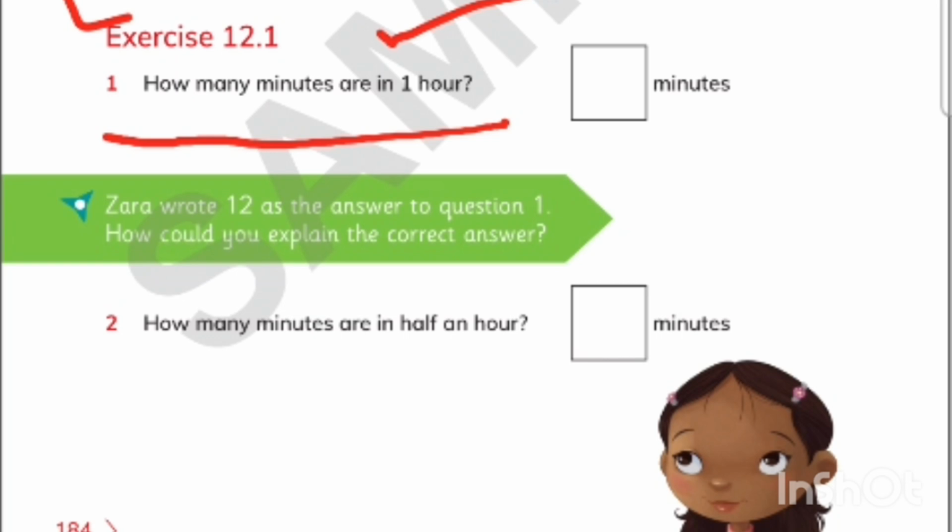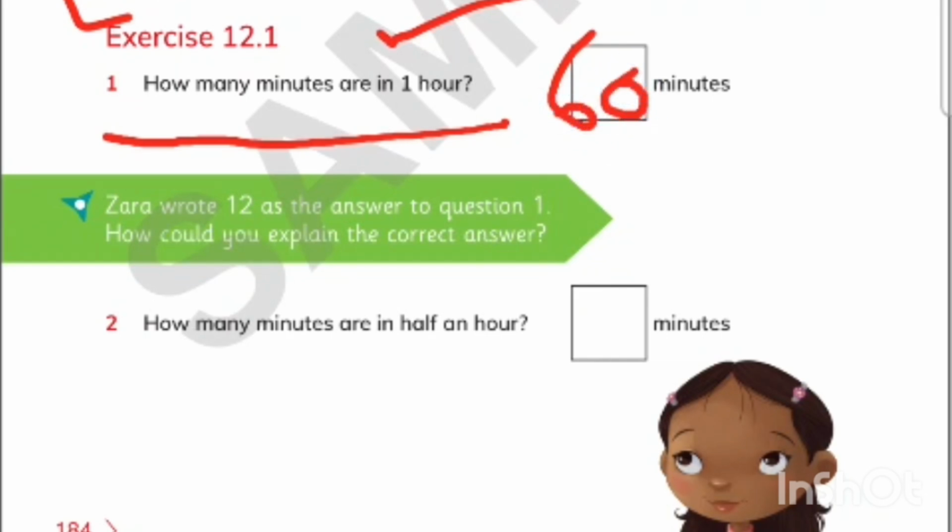Can I read question number 1? Yes, read question number 1. How many minutes are in 1 hour? 60. How many minutes in 1 hour? 60 minutes in 1 hour.